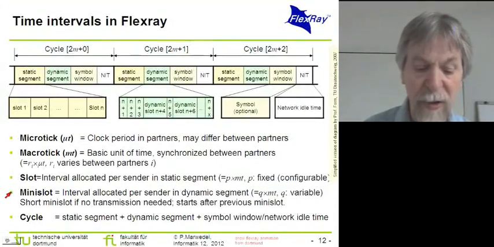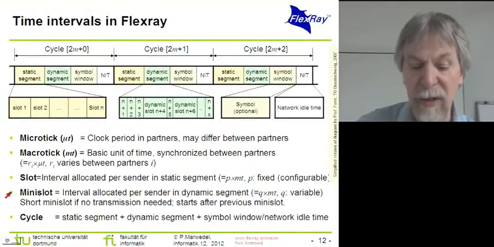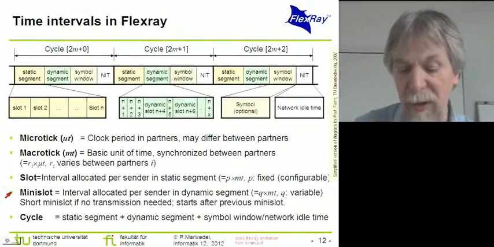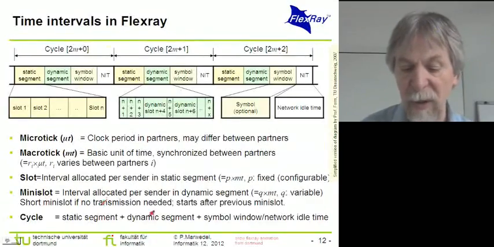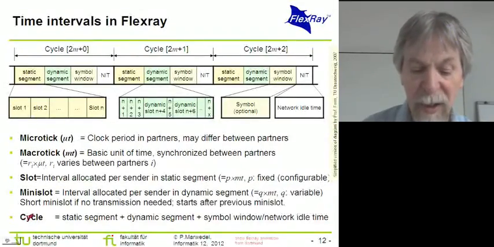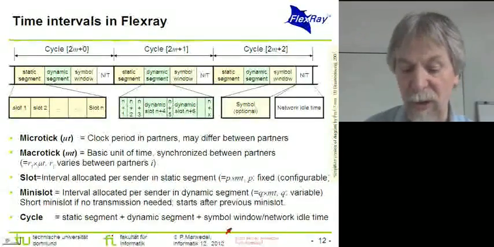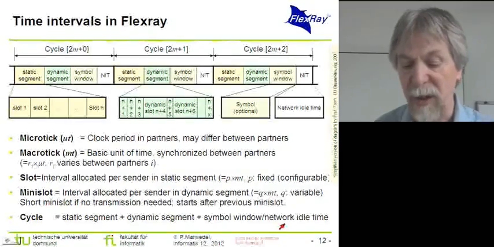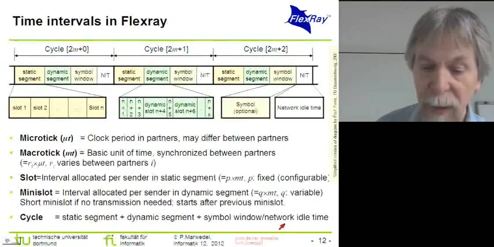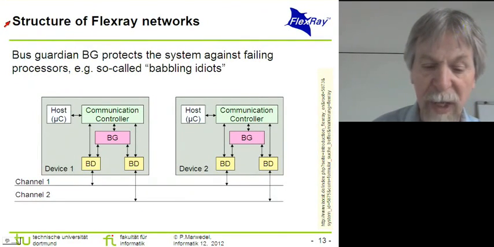Furthermore, there is the notion of so-called mini-slots. Mini-slots are the amounts of time that are allocated per sender in the dynamic segment, and again, such a mini-slot is a multiple of the amount of time that we have there for the macro tick. And finally, there is a definition of a cycle. A cycle comprises the static segment, the dynamic segment, the optional symbol window, and finally the network idle time. So that was the timing there for FlexRay.